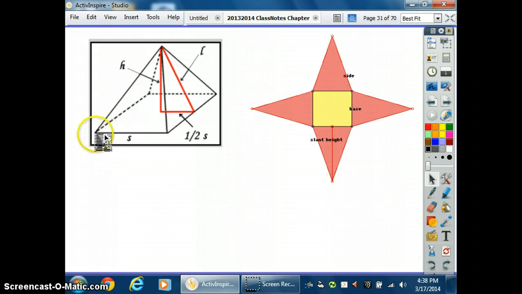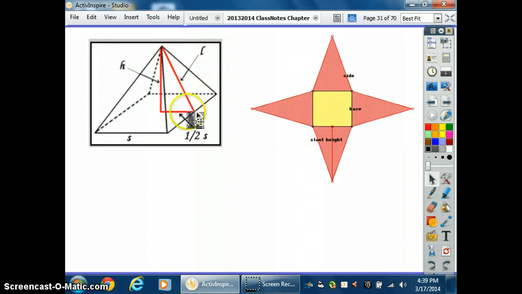This is called S, the side of the pyramid. Now this is the height of the pyramid, dropped from the apex inside to the center of the square. Okay, that's called the height. And then this is called the slant height. It's the height of the triangle, and it's denoted by a letter L. Okay, that would be the height from this point to the midpoint of the square. That's called the slant height.